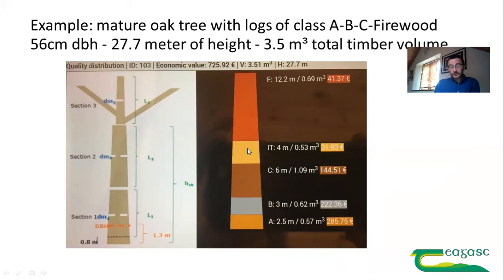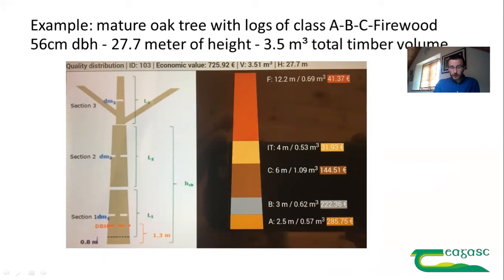IT here stands for industrial timber, which is a subset of C. Really, we could consider those two together as a C, and in this case it is for the production of beams, oak beams. And following with the approximately 12 meter length of firewood. And when you bring it all together, the total value of this tree harvest is €725.